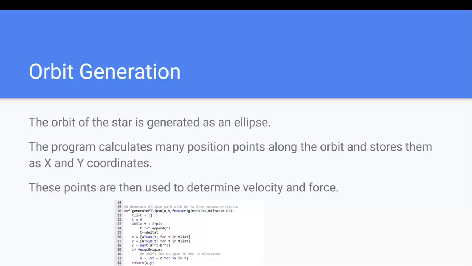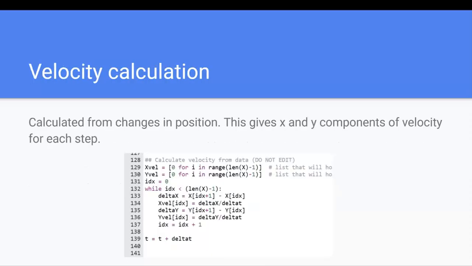The orbit of the star is generated as an ellipse using a computational model. The program calculates many position points along the orbit and stores them as x and y coordinates. These points represent the motion of the star around the black hole and are used to determine velocity and force.